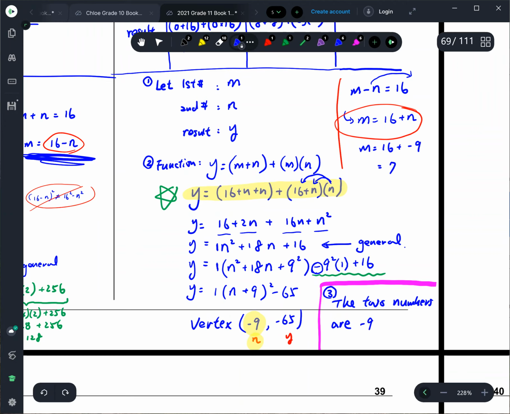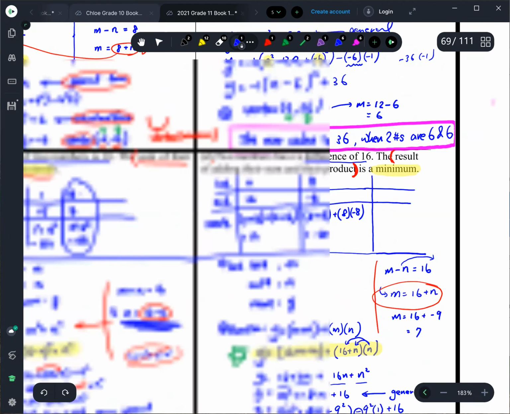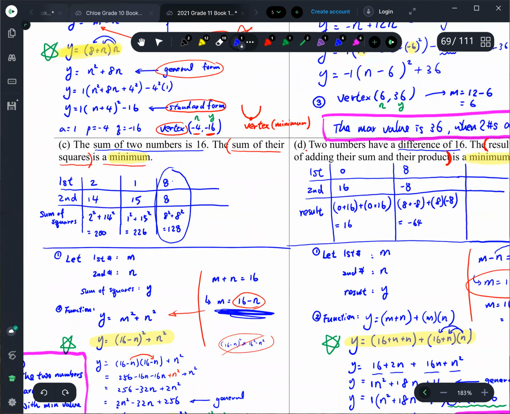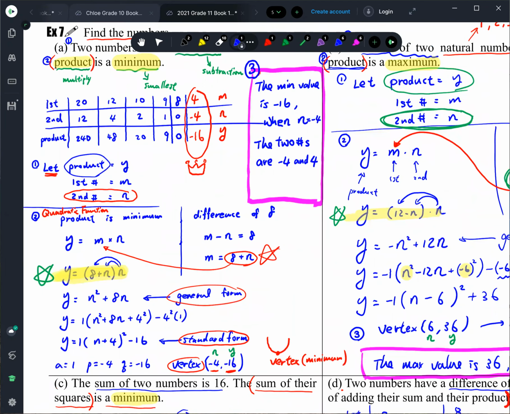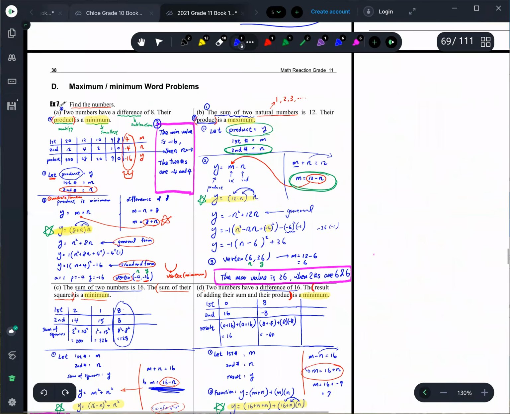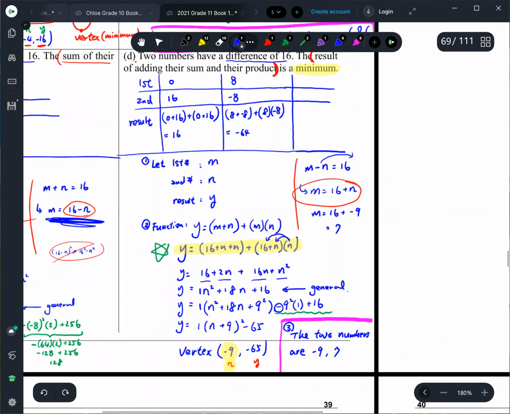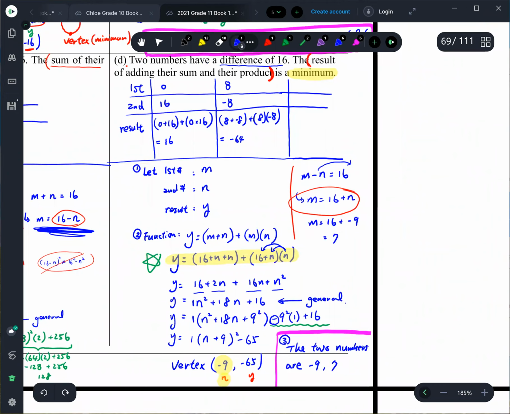That's right, okay? Because so far we've done only 4 questions, right? And most of them are the same, right? We have 8 and 8. We have 6 and 6. We have 8 and -8, or -4 and 4 for question A. So you are probably thinking, oh, maybe the numbers will be the same. Not always, okay? As the question gets more complicated, the two numbers could be different as well. So in this case, the two numbers are -9 and 7.